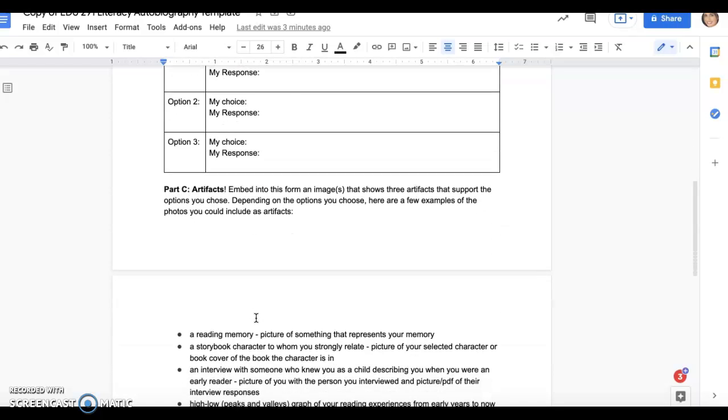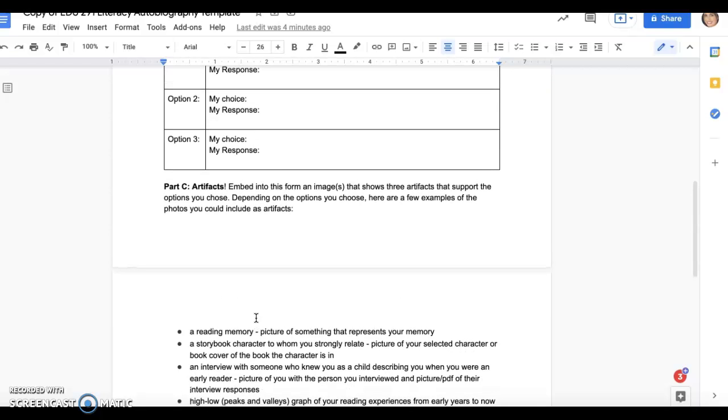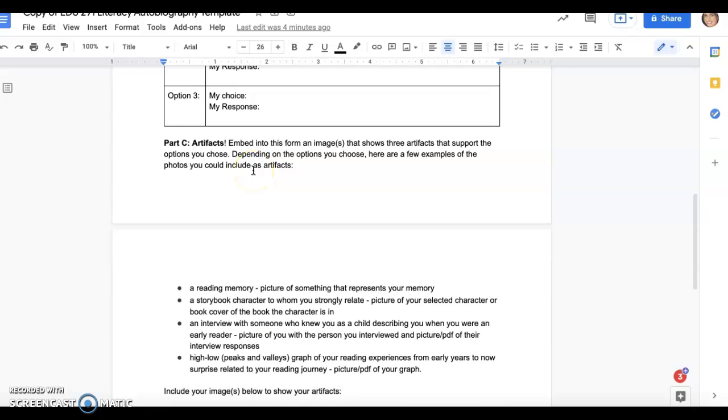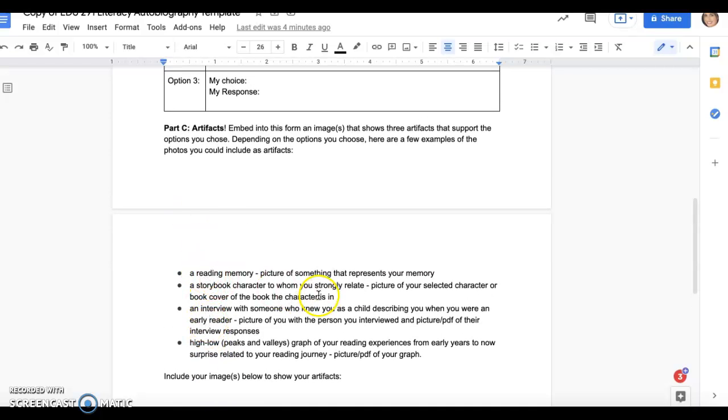In part C, this is where you're going to illustrate. You're going to actually give me artifacts from each of your chosen options. So you are going to embed pictures or anything that you're choosing to illustrate down here at the bottom of the template. So if you have a reading memory, you want to put a picture of something that represents your memory. You certainly don't have to have a picture of that particular memory, but maybe that memory was reading your favorite book. You could maybe put a picture of your favorite book.